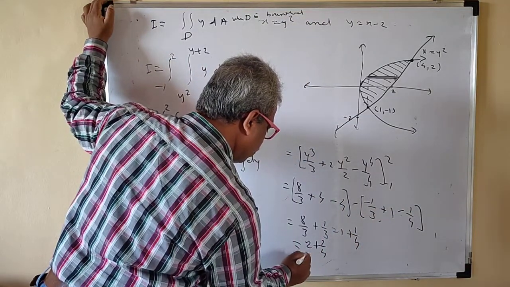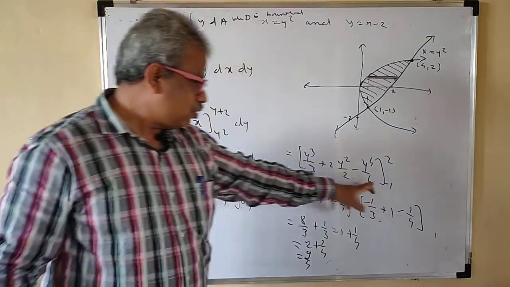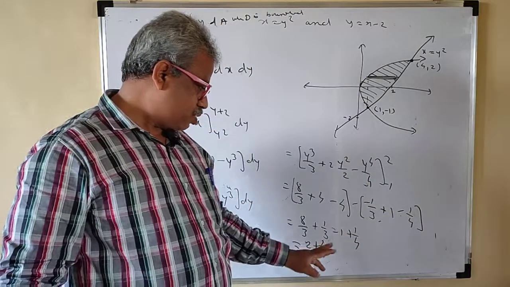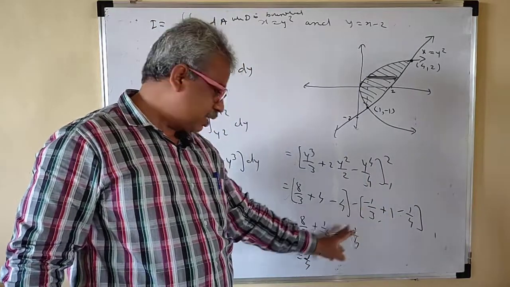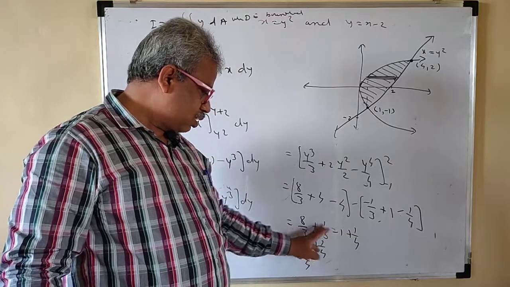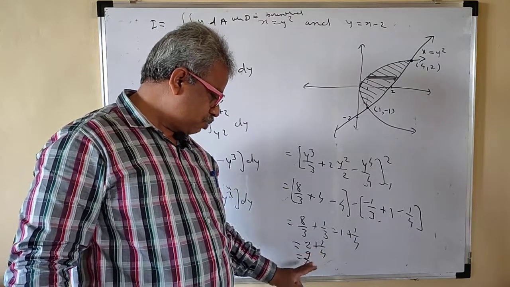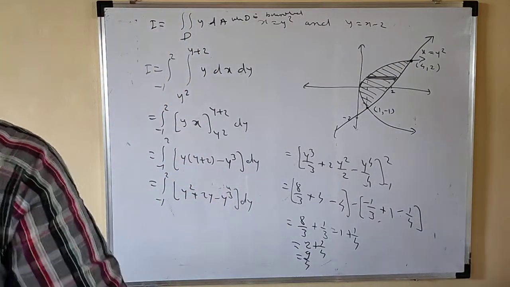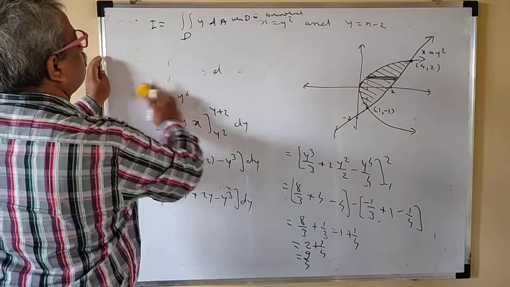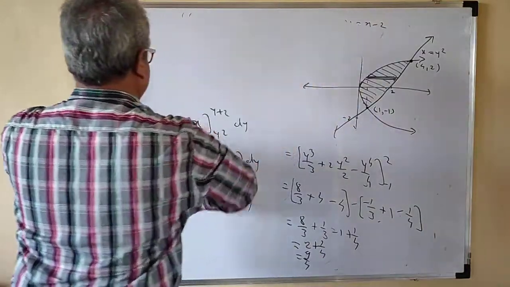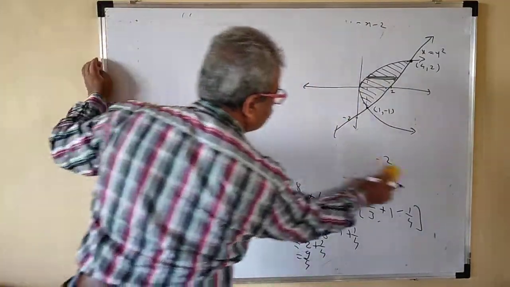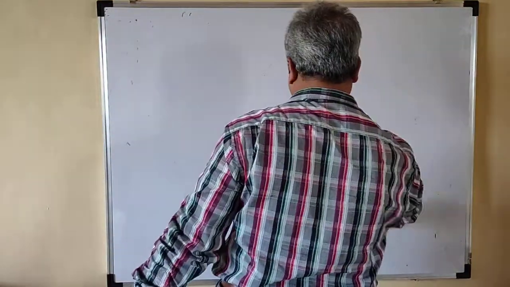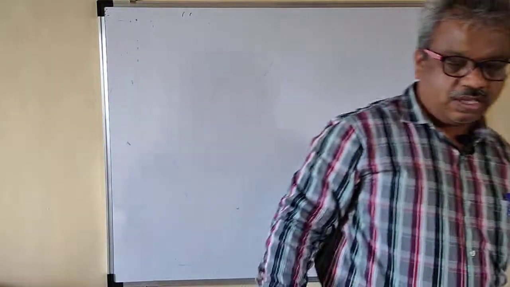Then this is 9 by 4. If you put -1 raised to 4, it is a plus, so this is plus 1 by 4. The minus outside makes the minus 1 plus. So 3 minus 1 is 2, and 2 plus 1 by 4 is 8 plus 1, which is 9 by 4. Okay, so your answer is 9 by 4. I hope that you understand this one. Okay, so we'll stop here.